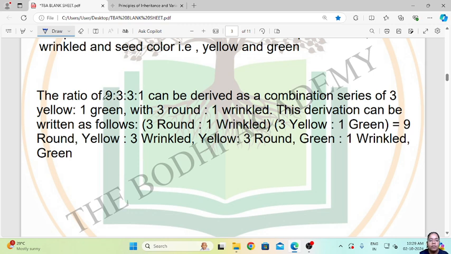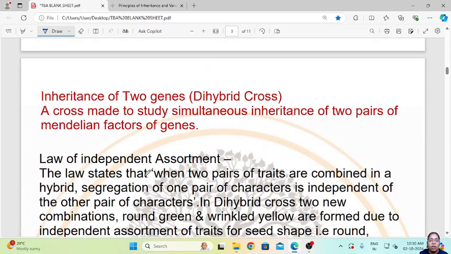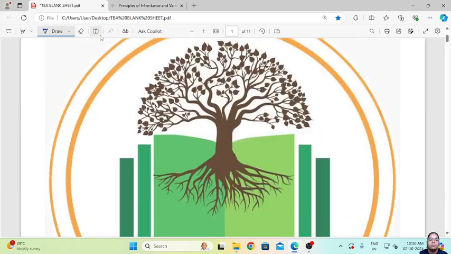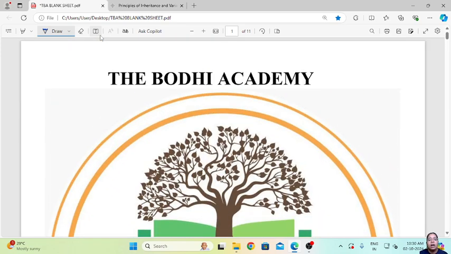So the ratio of 9:3:3:1 can be derived as a combination of the series of 3 yellow, 1 green with 3 round, 1 wrinkled. This derivation can be written as 3 round, 1 wrinkled, and 3 yellow, 1 green, which is equal to 9 round yellow, 3 wrinkled yellow, 3 round green, and 1 wrinkled green. So this was about the law of independent assortment, that is the dihybrid cross, and we have also seen codominance in blood group. So this was about today's video.